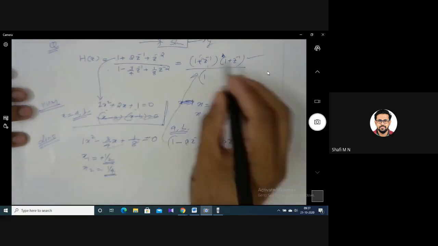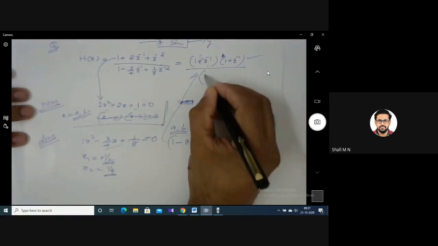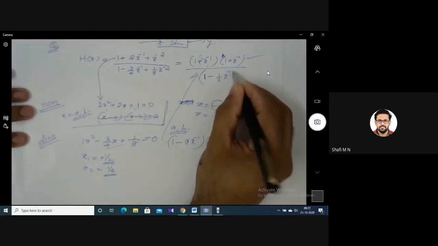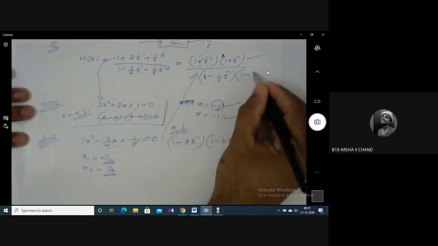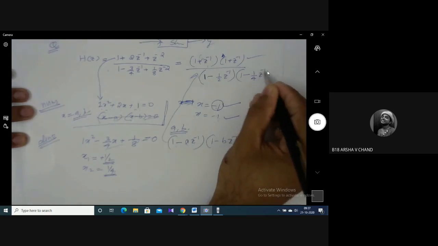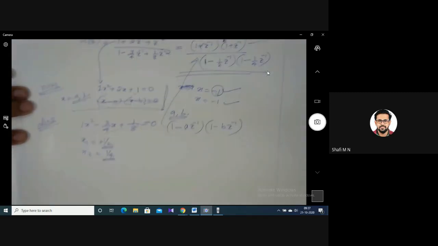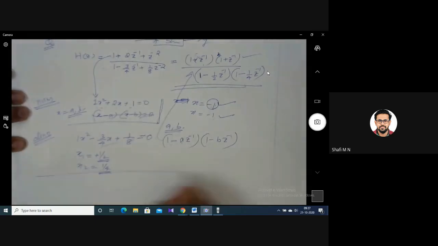Then I'm going to split in partial fraction. 1 minus 1 by 2 z raised to minus 1, into 1 minus 1 by 4 z raised to minus 1. That's all. You only need to do this much. That's it, the work is done. It's simple. Now, does anyone need clarity on this?